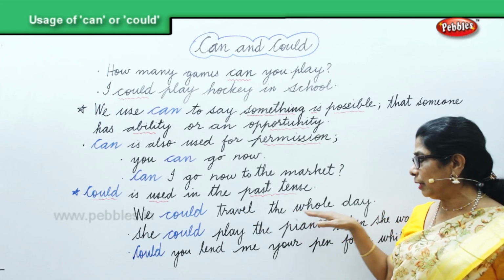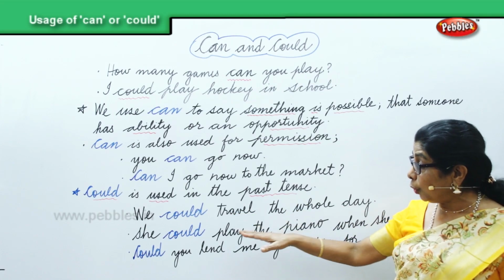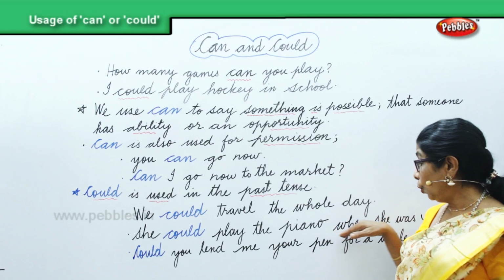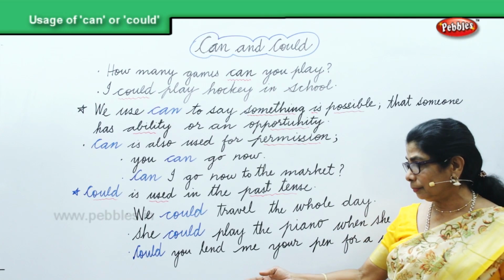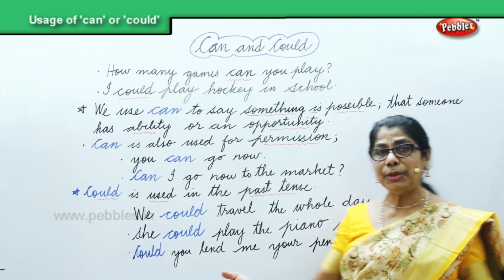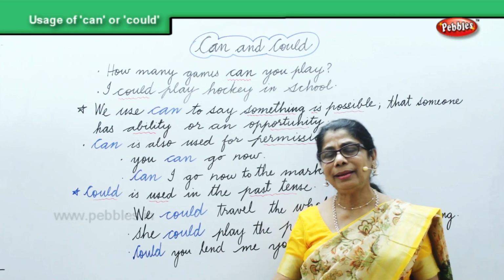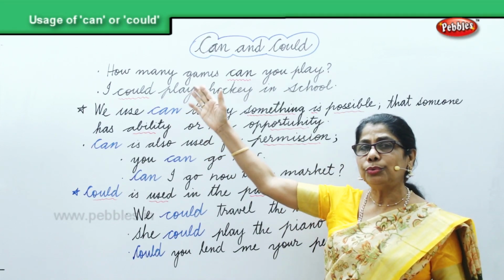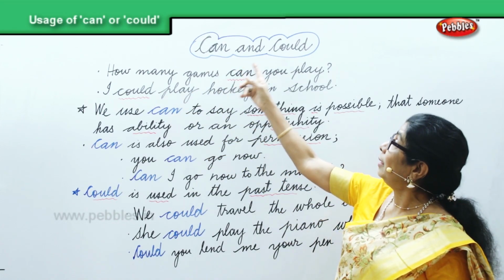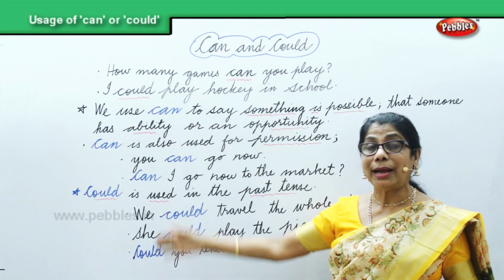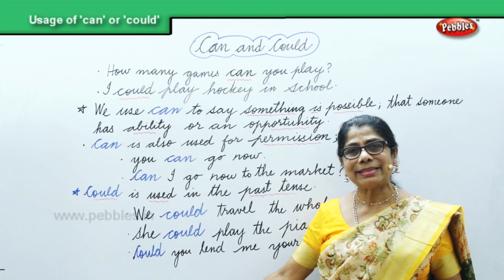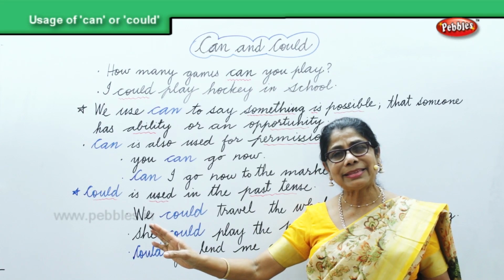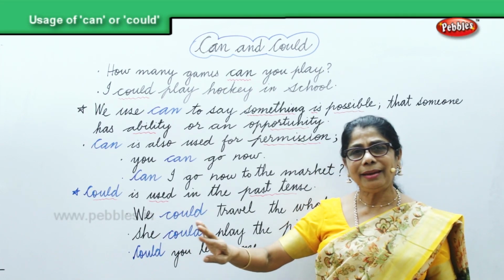Could is used for past tense. We could travel the whole day. She could play the piano when she was young. Could you lend me your pen for a while? Now, we have gone through the use of can and could. Now, we'll look at some sentences and we'll fill the blanks using can or could.